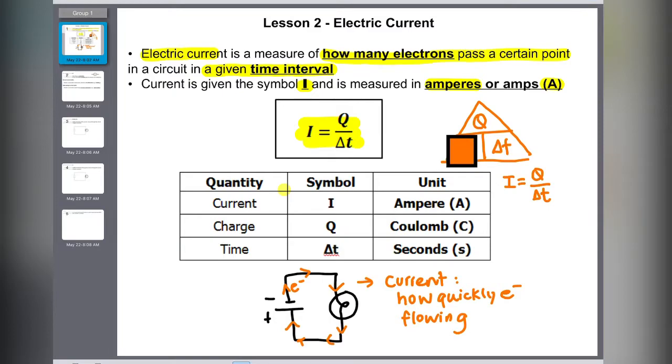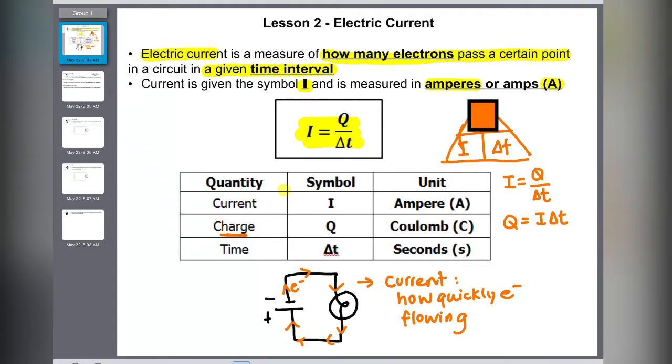But say, opposite, I want to find Q, and the question asks, calculate the charge. The charge is Q. With the magic triangle, I'm going to cover up Q, since Q is what I'm looking for. Then I is on the left and T is on the right, so they're beside each other. So it's I times T.